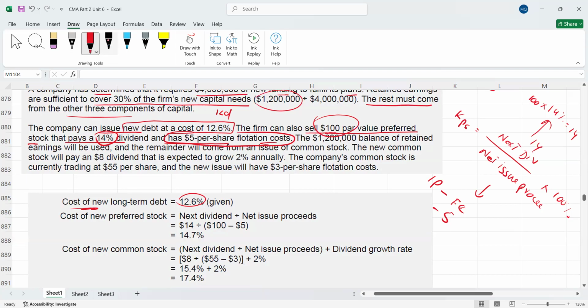$100 per preferred stock pays 14% dividend. Okay. Issue price is not given. So it means we can again assume one more thing, that these stocks are being issued at par value. Understood? Because market value is also not given. So only par value is given. So here he told you that the company sells $100 par value preferred stock, and this is the flotation cost. It means we can assume now further that these stocks are being issued at par value. So 100 minus 5, so my net issue proceed is 95. So $14 divided by 95 multiplied by 100. So my answer for the cost of preferred stock will be 14.7%.